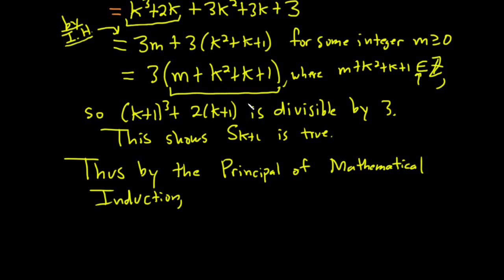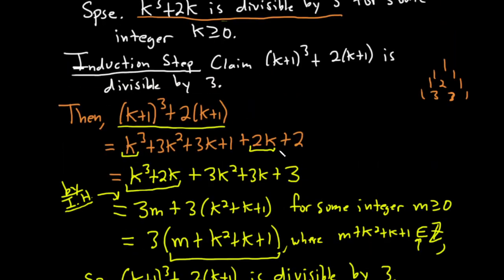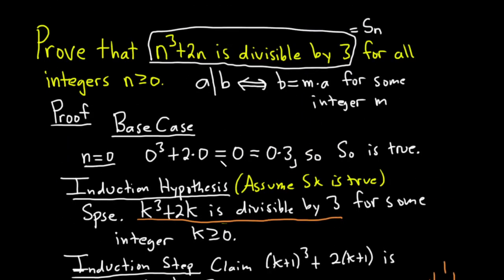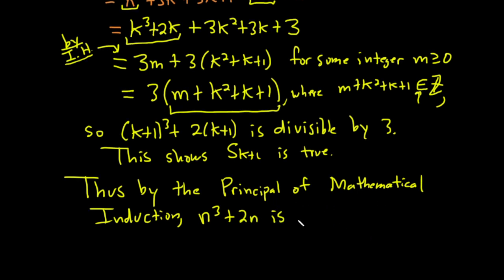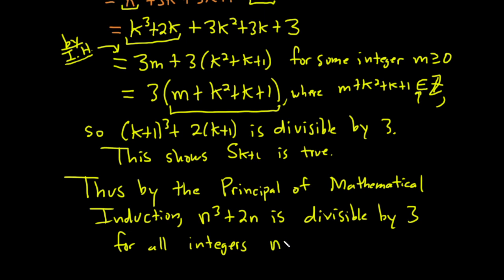Well, not for all integers n greater than or equal to 0. So we have that, make sure I write it down right, not 3, n cubed plus 2n. 3's are stuck in my head. n cubed plus 2n is divisible by 3 for all integers n greater than or equal to 0. And that completes the proof, so I'll put a little box there. So that's a full induction proof.